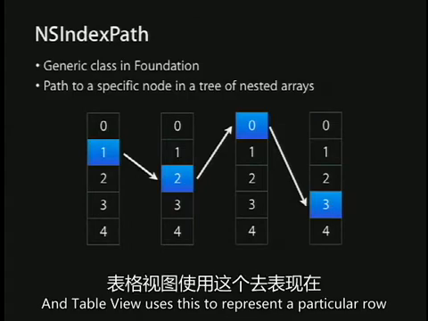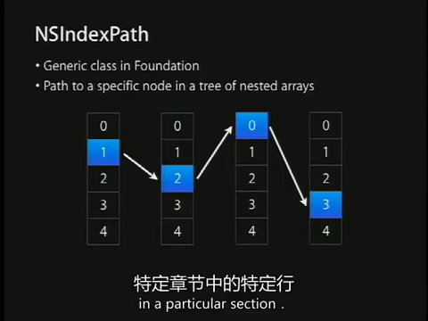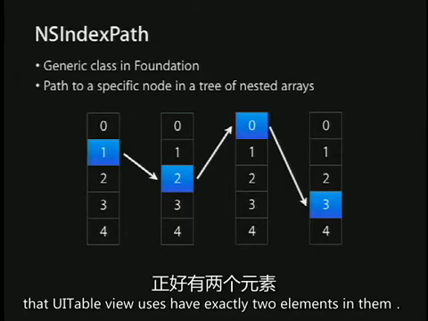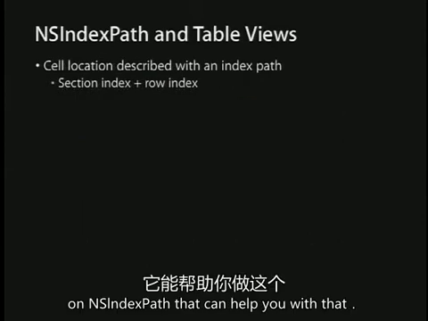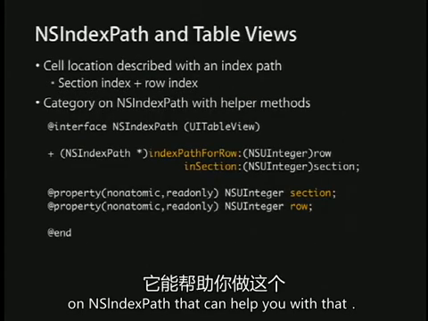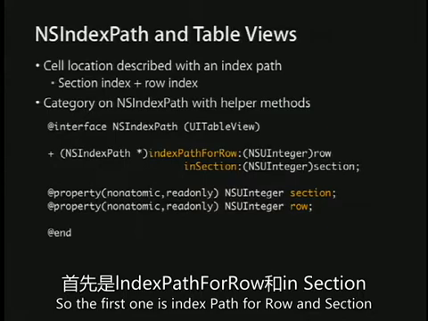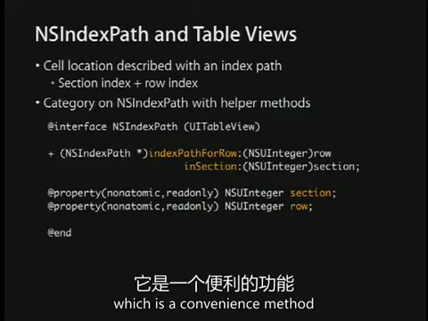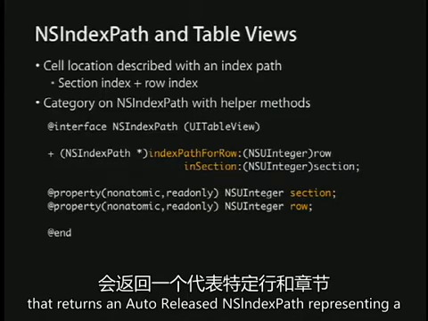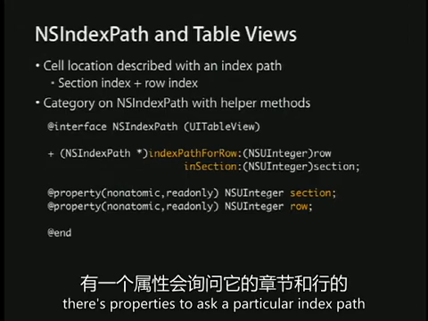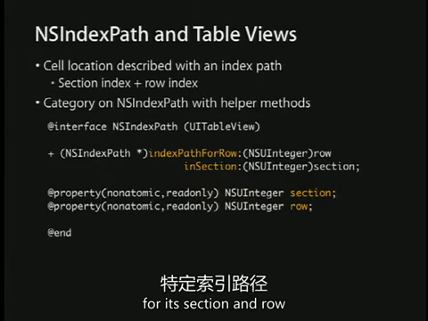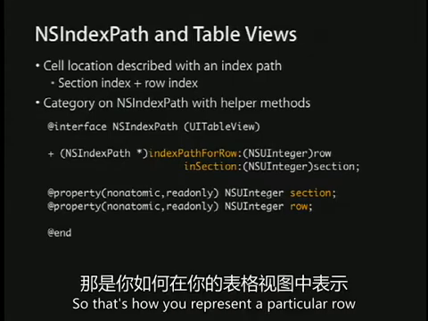And table view uses this to represent a particular row in a particular section. So all index paths that UITableView uses have exactly 2 elements in them. The first one is the section, and the second one is the row. There are also some convenience methods defined on NSIndexPath that can help you with that. The first one is indexPathForRow:inSection:, a convenience method that returns an autoreleased NSIndexPath representing a particular row in a particular section. And there are also properties to ask a particular index path for its section and row. So that's how you represent a particular row in your table view.